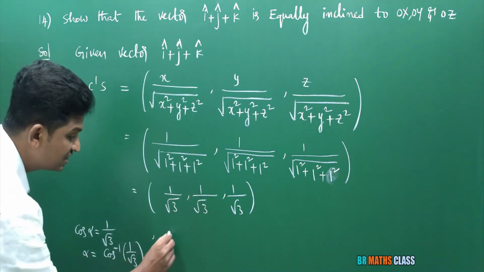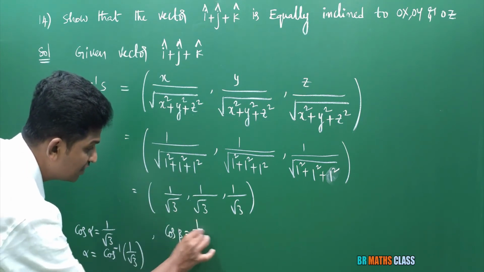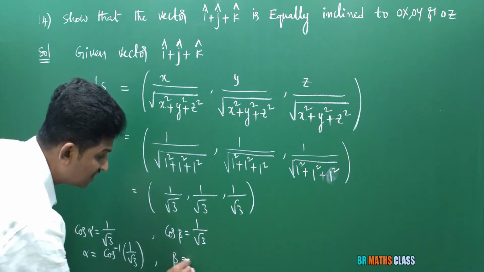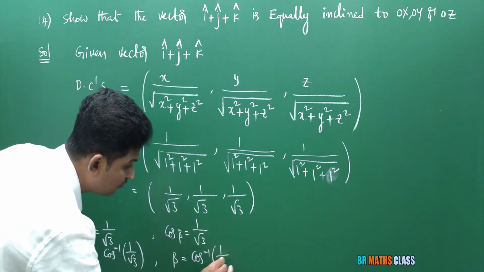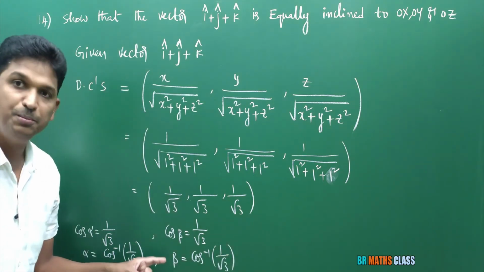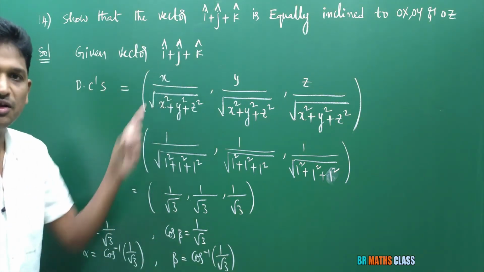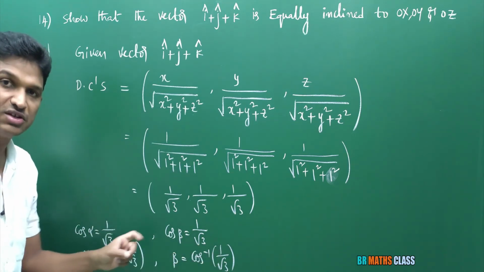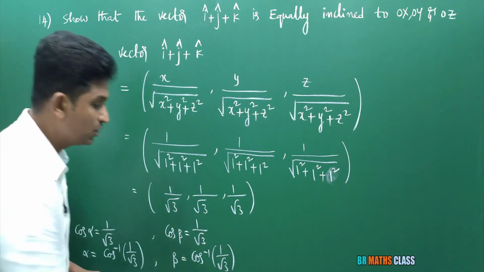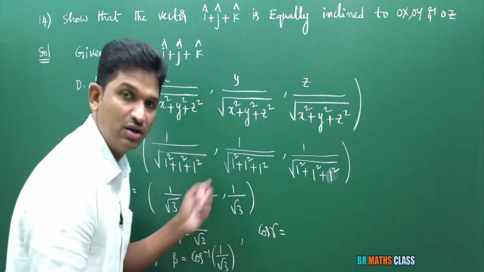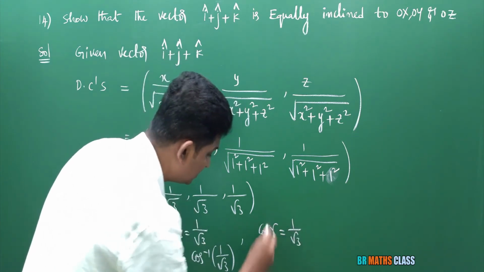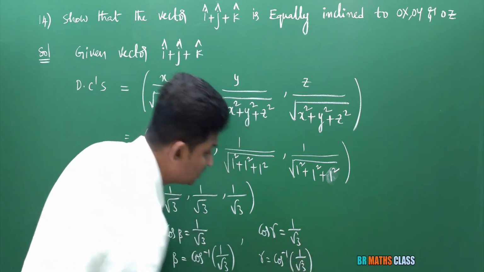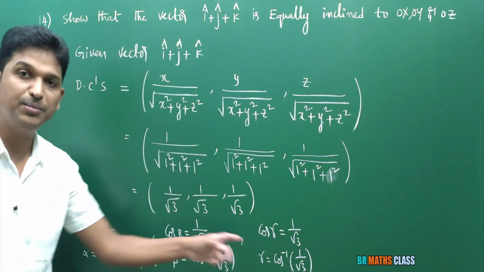Now this is cos beta, which we got as 1 by root 3. From this, beta is cos inverse of 1 by root 3. Beta is the angle made by this vector with y-axis. You see here also cos inverse of 1 by root 3. And cos gamma we got as 1 by root 3, so gamma is cos inverse of 1 by root 3. So here I got alpha, beta, gamma.